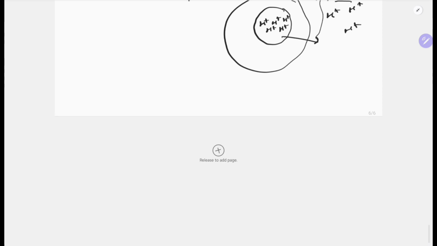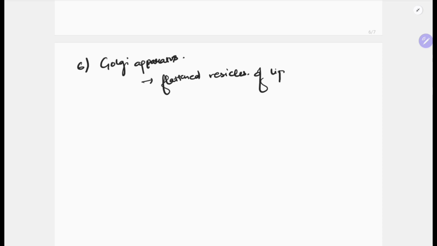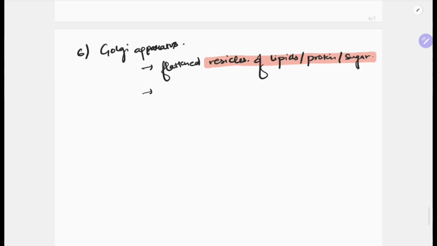Okay. Now coming to the Golgi apparatus. So these are flattened vesicles. Just like lysosomes, these are again vesicles of lipids, protein, or sugar. So if asked in your MSQ section, you must know about this. These are vesicles of lipids, protein, and sugar. Okay. So these are usually found near the endoplasmic reticulum.